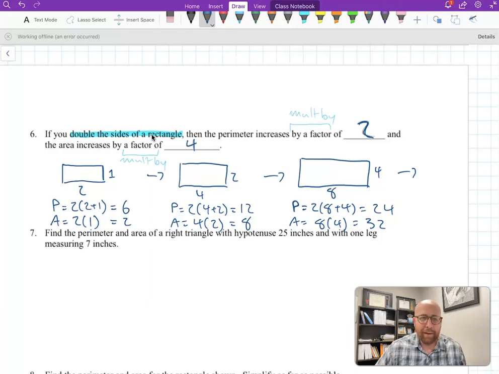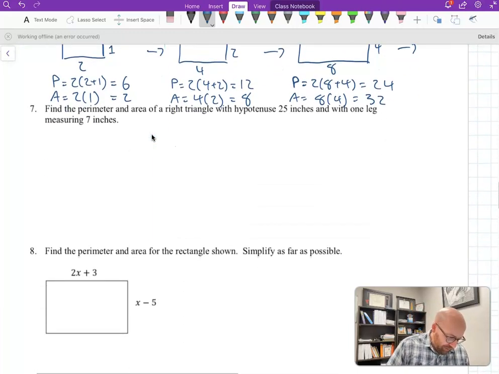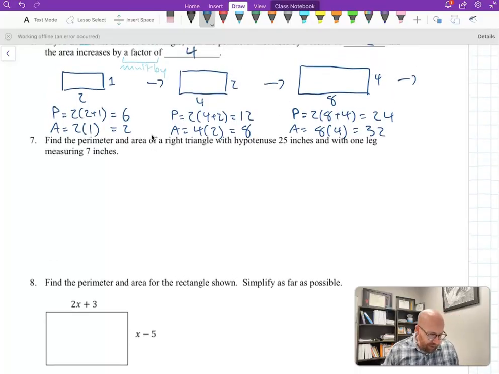I don't know. 7. Find the perimeter and area of a right triangle with a hypotenuse of 25 inches and with one leg measuring 7 inches. Okay, so we have a right triangle. So I'm just going to draw a sketch of a right triangle.